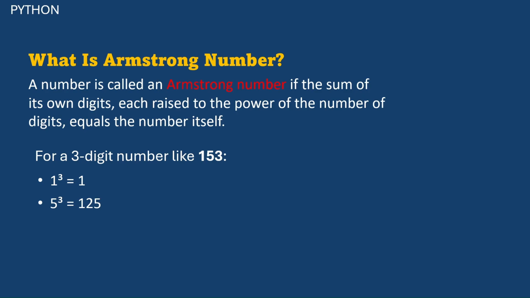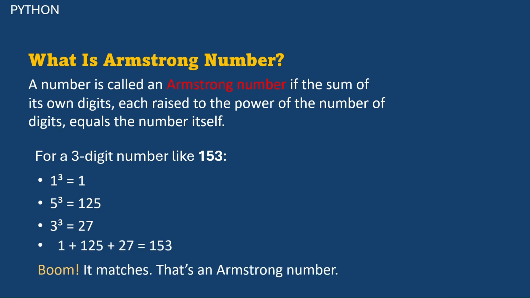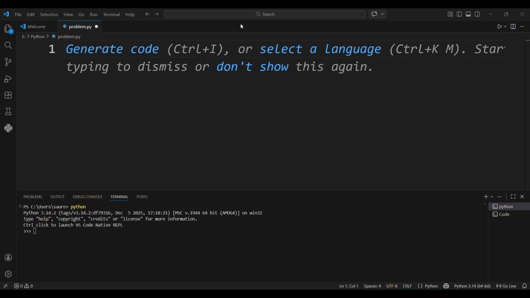and the cube of 5 is equal to 125. The cube of 3 is equal to 27. If we sum these, the total is equal to 153, and boom, it matches, and that's an Armstrong number. Now I will type the code and then run it.